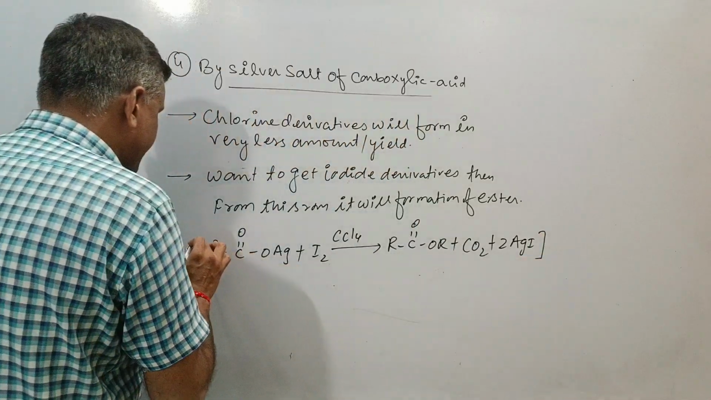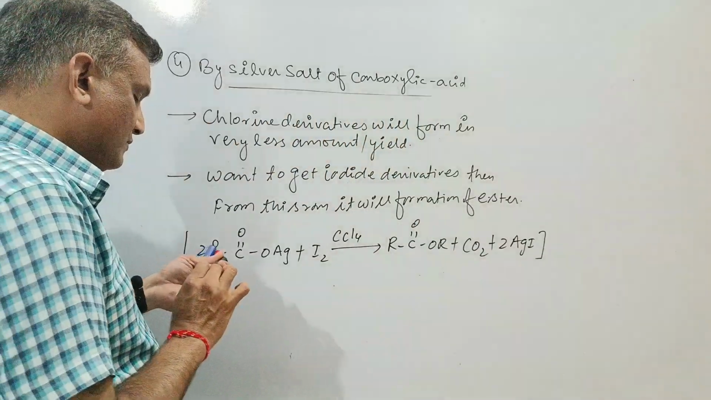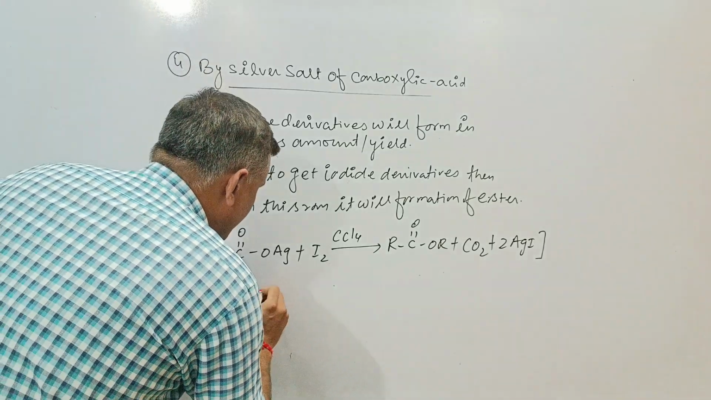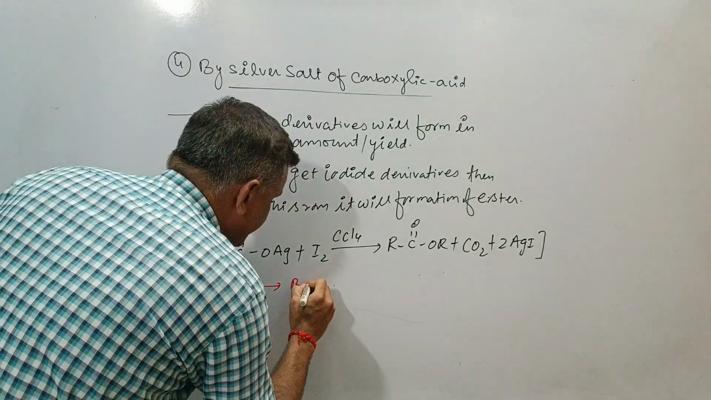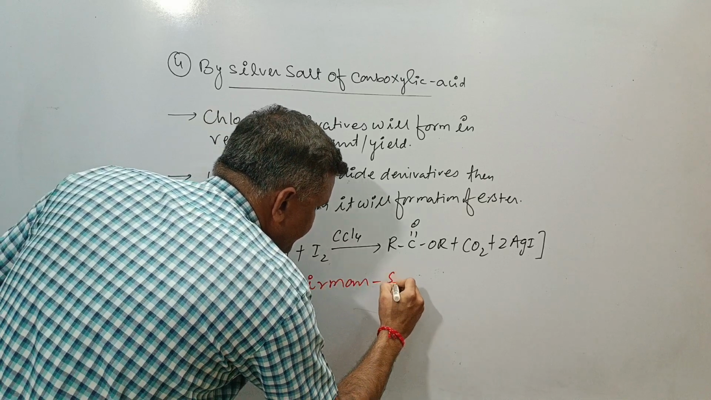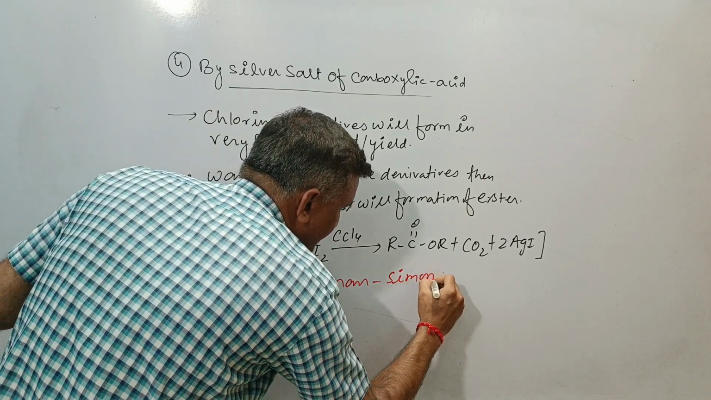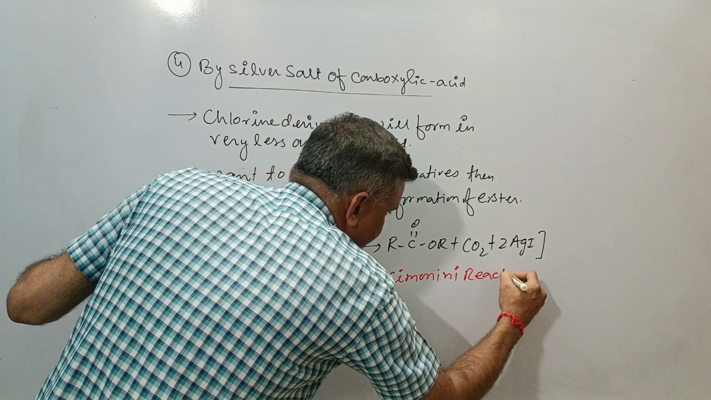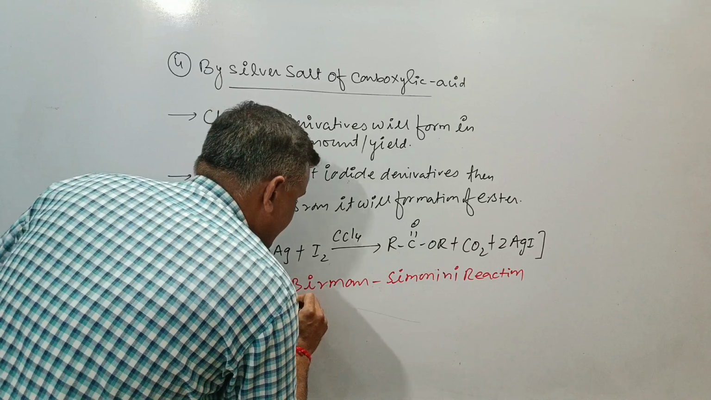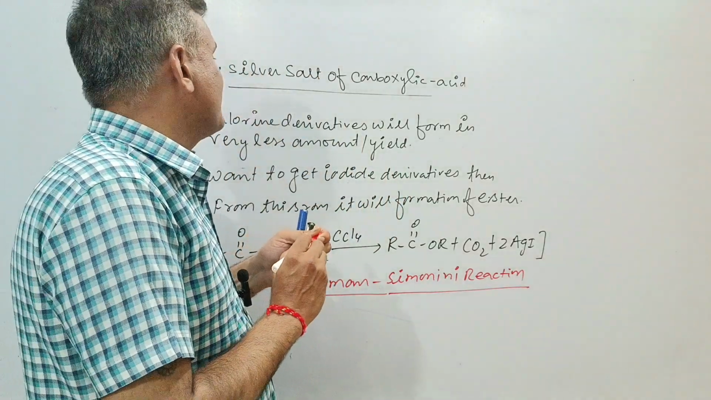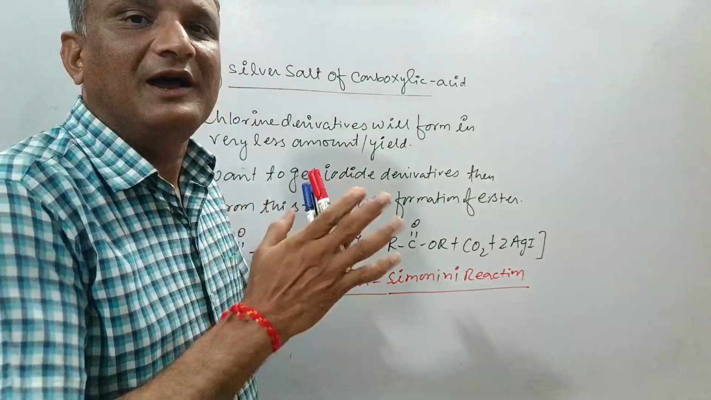Now this is a very important reaction. What is that? It is also called the Birmingham-Simonini reaction. It is a naming reaction, again your 5-star reaction. So this was about the preparation methods of haloalkane.